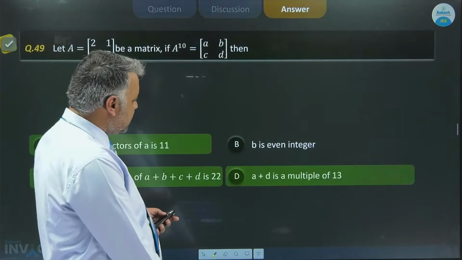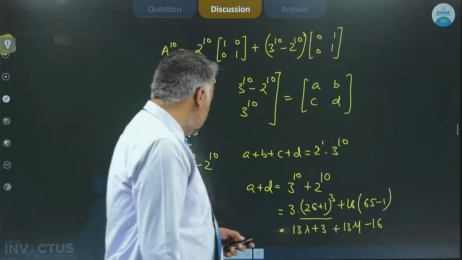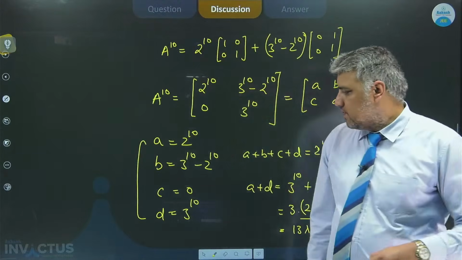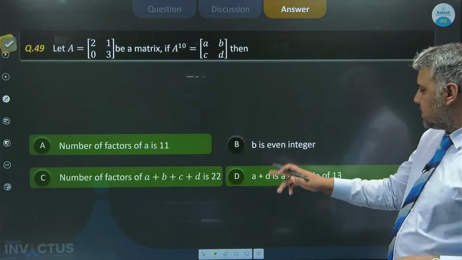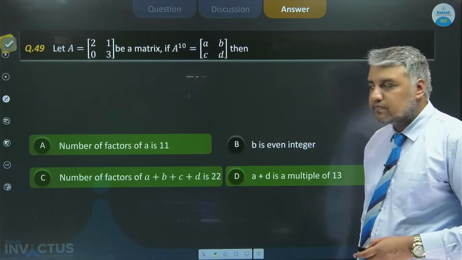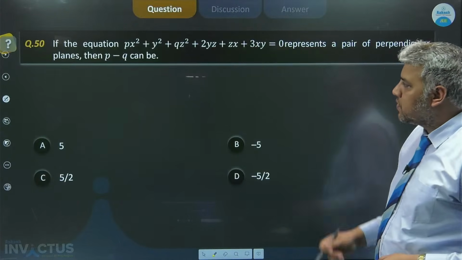So according to us, D was also correct. So the final answer is A, C, D. B is incorrect. Let's move on to the next question.